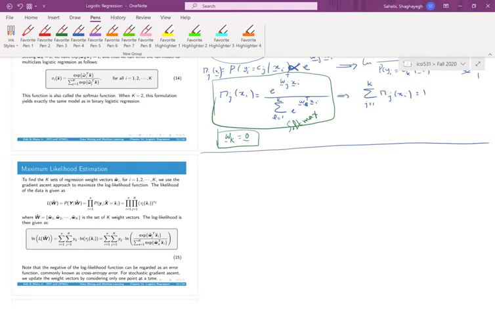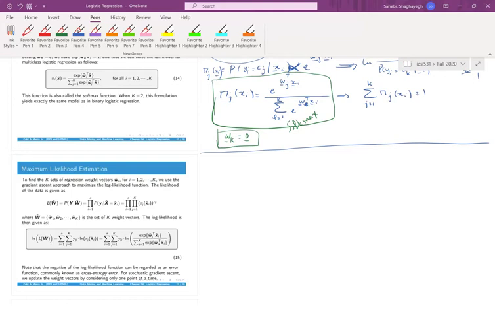Similar to the binary logistic regression, we are going to do a maximum likelihood estimation, meaning that we are going to define the likelihood of our observed data, and we are going to find a w that maximizes that likelihood. But this time, instead of having one vector of weights w, we have multiple weight vectors w, right?